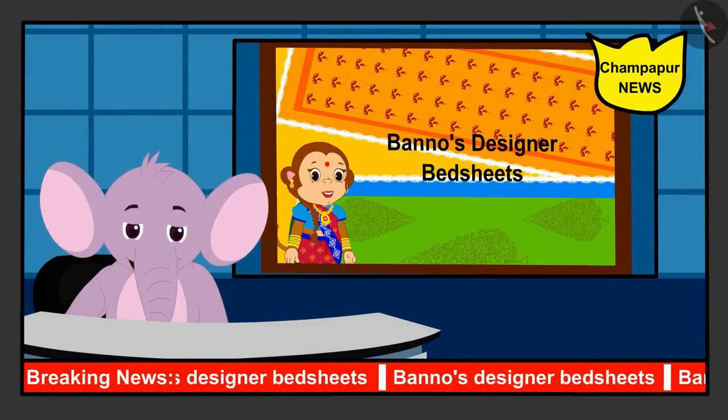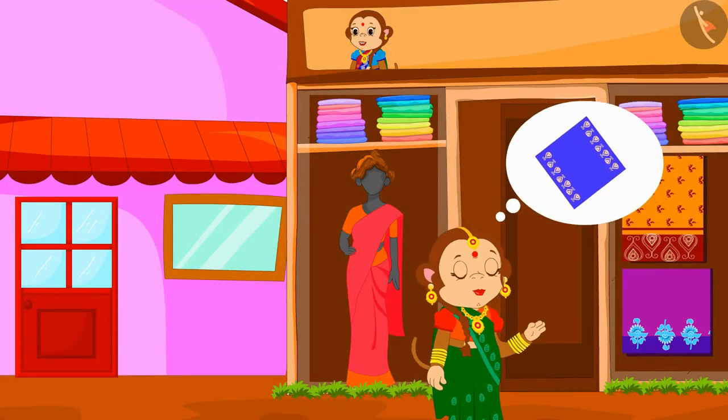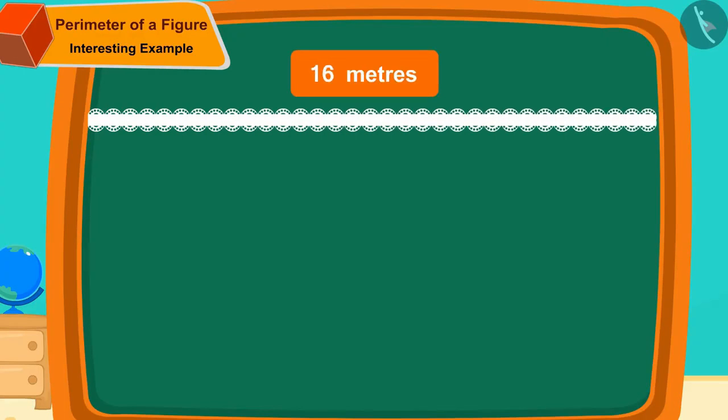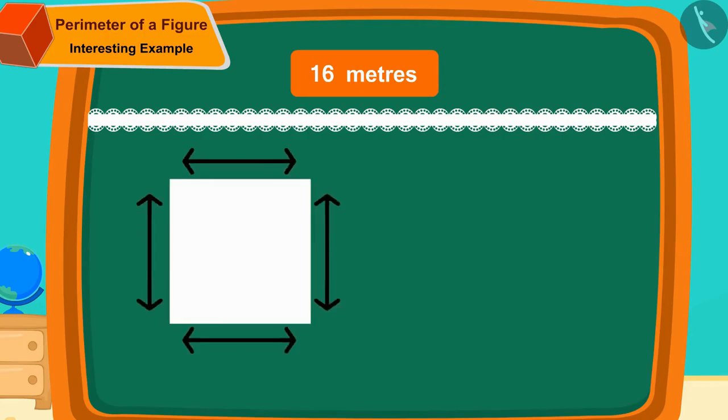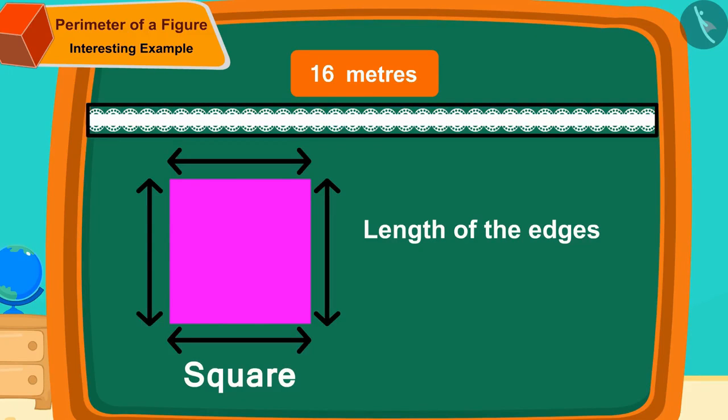Banno's bedsheets rose to fame in the market. Now, Banno has to sell tablecloth. If Banno has bought a 16-meter long lace, can you find the length of the edges of the square-shaped tablecloth that Banno can put it on? If you want, you can stop the video and find the answer.